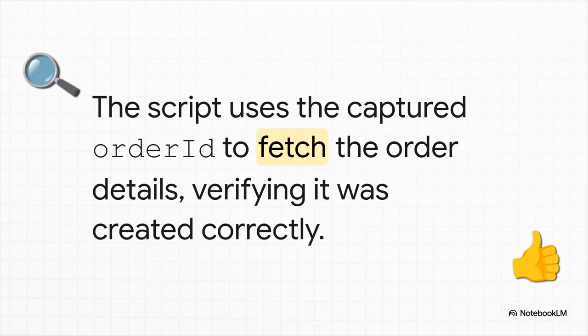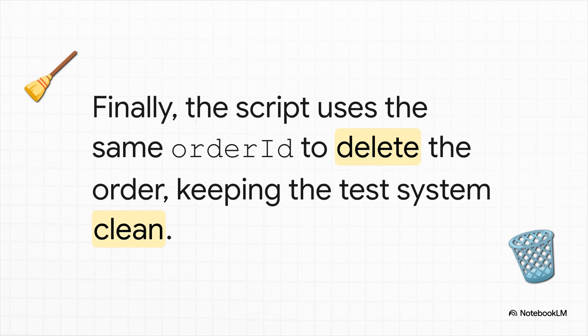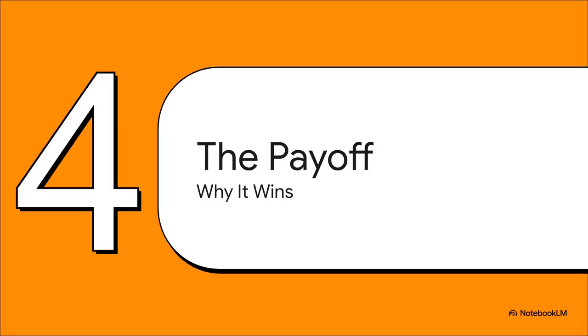So, in step 2, the script immediately uses that order ID it just captured to make a second API call. This time, it's a GET request to fetch the details of the order we just created. This lets us confirm that, yes, everything was saved to the database exactly as we expected. And finally, step 3, the script uses that same order ID one last time, but now to delete the order. This is so important for good test hygiene. It means our system is left perfectly clean, exactly as it was before the test started, all ready for the next run.